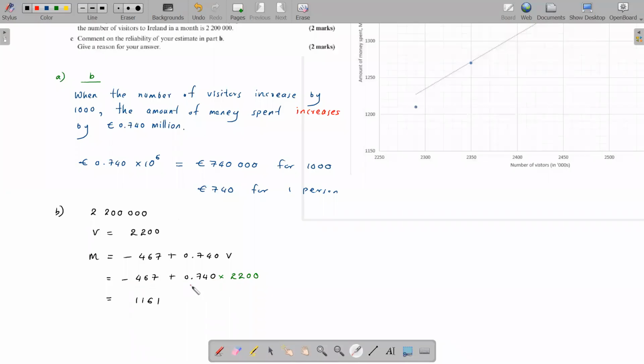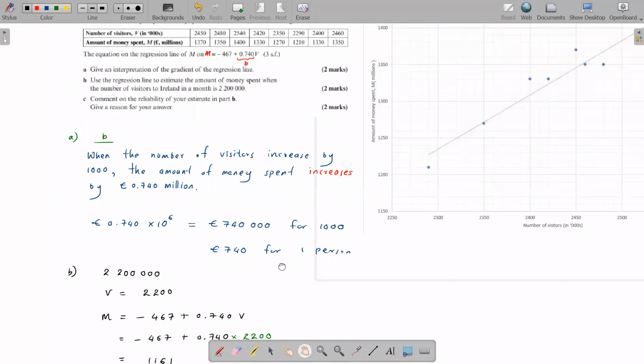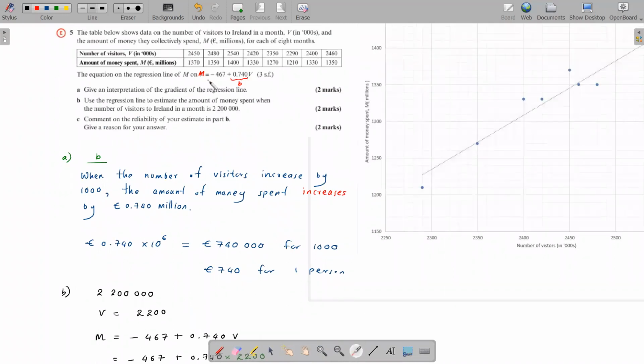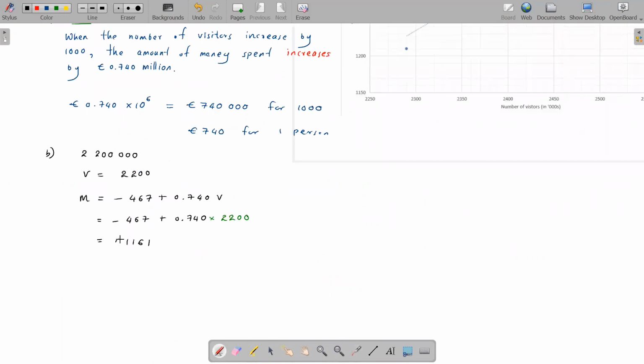So guys, for this, we get the answer 1161, right? That's the M value. But remember, when you use this equation, the M value comes in millions of euros. So make sure you give your answer with the units. This is euros and what? 1161 million euros.